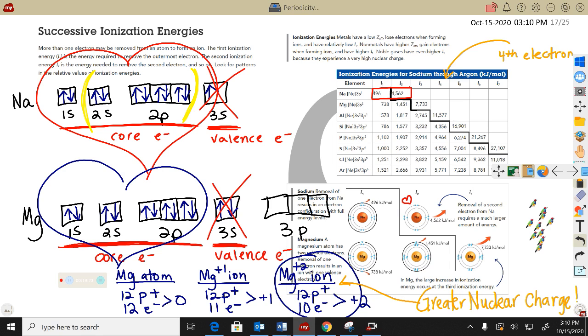I'm going to write that in the chart too. These are my valence electrons. These would be core. I don't want to lose the core electrons. That's the whole point of forming an ion, is that I'm trying to lose just the valence, because the core electrons are the ones that are nice and full and stable.